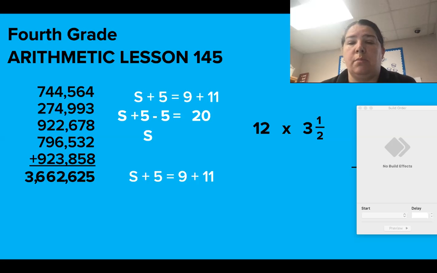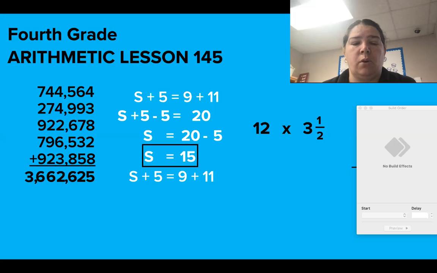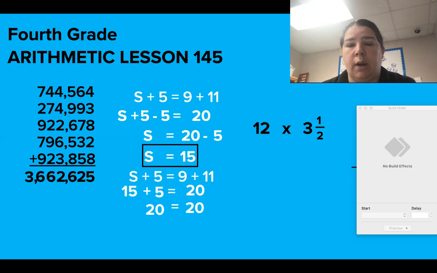When we subtract 5 from one side, you have to subtract it from the other. So we have 20 minus 5. And what's 20 minus 5? Good, 15. Now, we put the box around it, but in order to check, every time we see the letter s, you add the number that you got, which was 15. So 15, I'm sorry, we went backwards. 9 plus 11 equals 20. And then 15 plus 5 equals 20. And 20 equals 20. So we know we're correct.